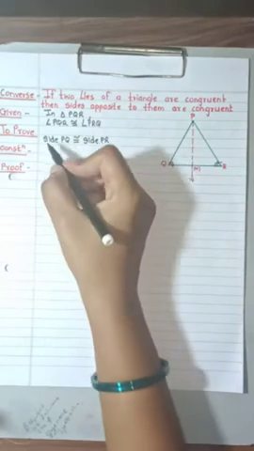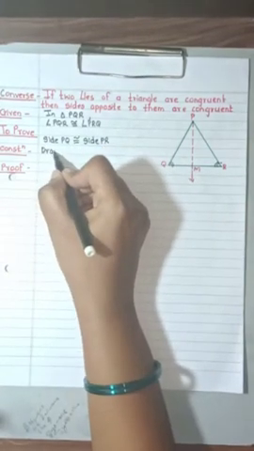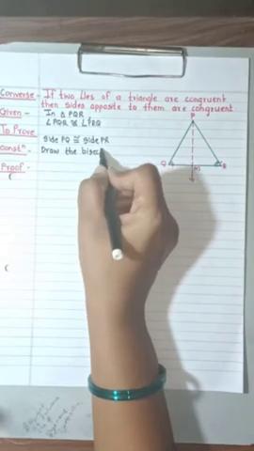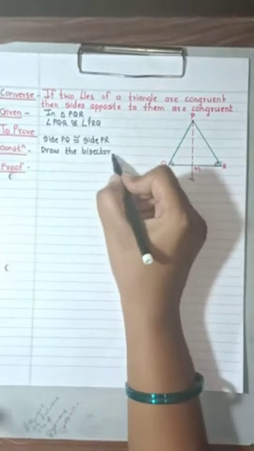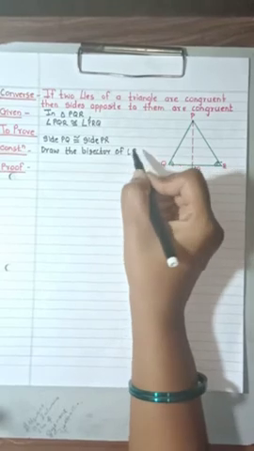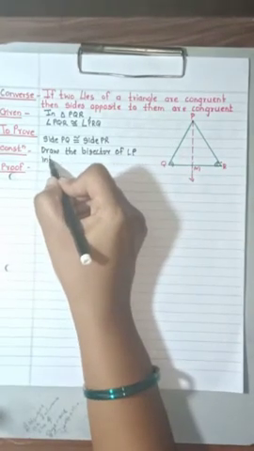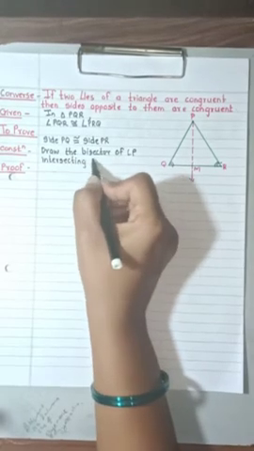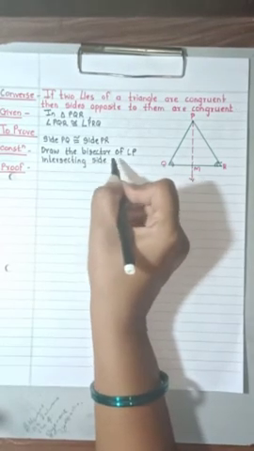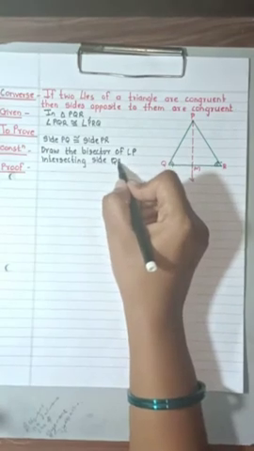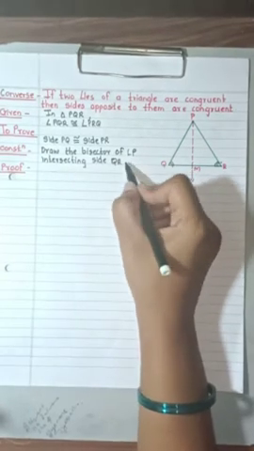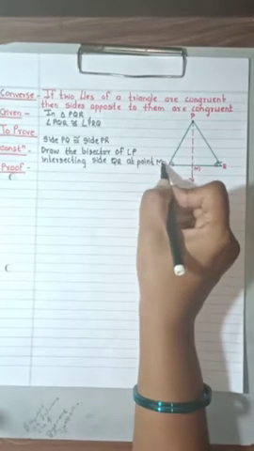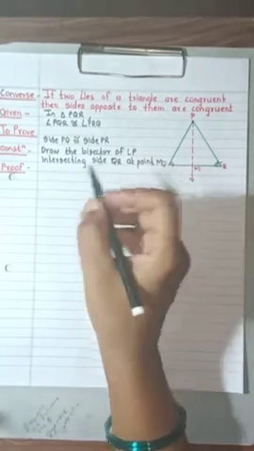So write down here: draw the bisector of angle P intersecting side QR at point M. Okay, now let us move on towards the proof.